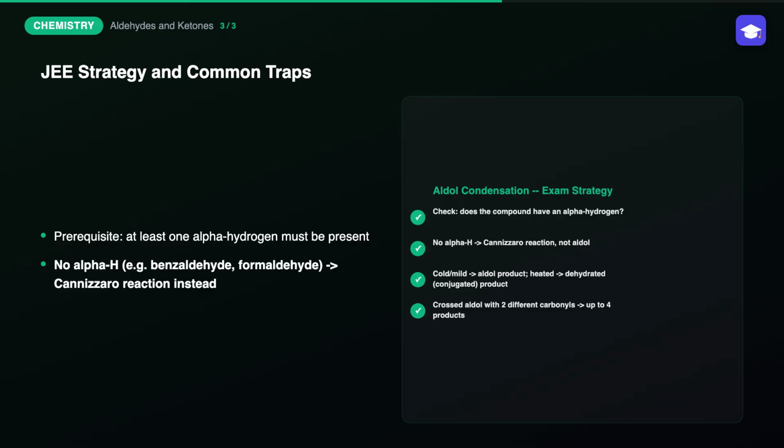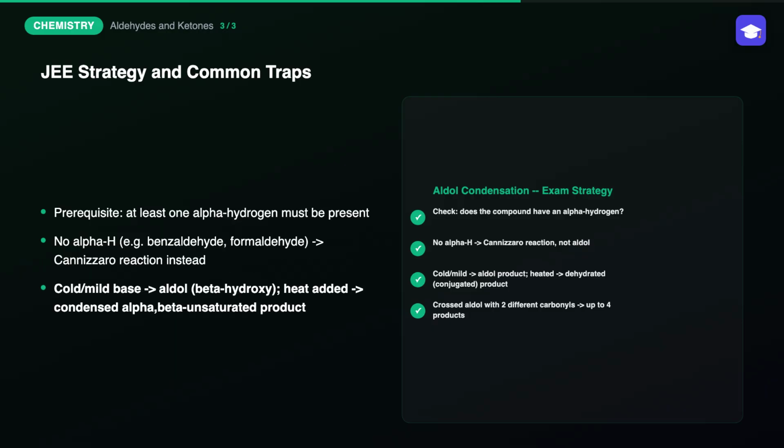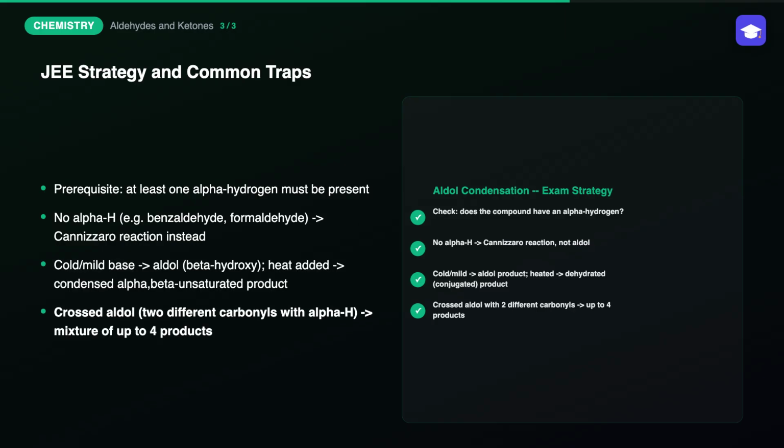A frequently tested trap involves genuinely distinguishing between the aldol product, the beta-hydroxycarbonyl compound, which forms under cold, mild base conditions, versus the fully condensed, dehydrated, alpha beta-unsaturated product which forms specifically once heat is actually applied. JEE questions often ask specifically which product forms under a given, particular set of conditions.